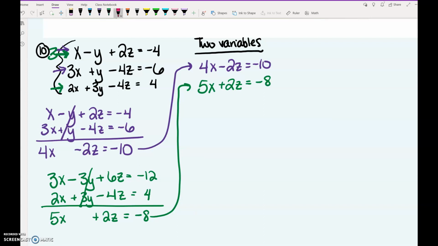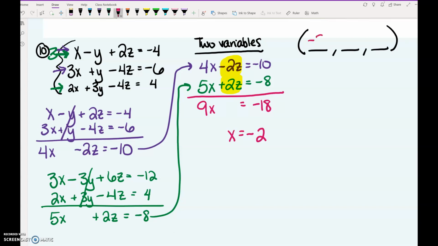Okay, now we need to eliminate with these two equations that only have two variables. The nice thing is, what do you see right here? It's already perfectly set up to eliminate the z's. What if it wasn't? What if this was negative 2z and 5z? We would have to multiply one or both of the equations to get them ready for elimination. So you may have more work to do here in this elimination. In this one, it is perfectly set up already for us. So 4x and 5x is 9x. The z's eliminate. Negative 18. So what does x equal? Negative 2. So we know that x is negative 2.